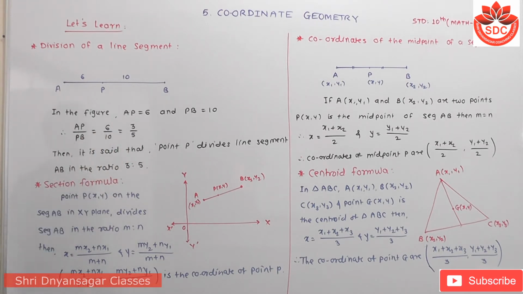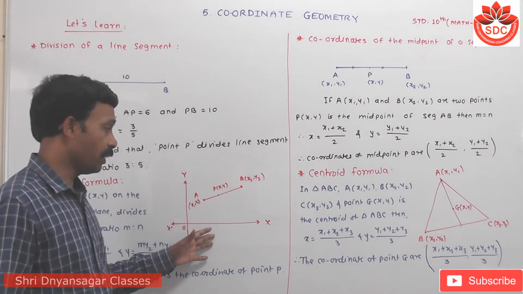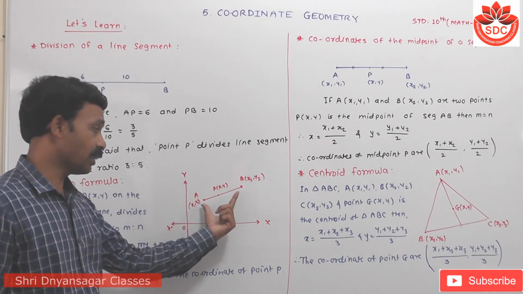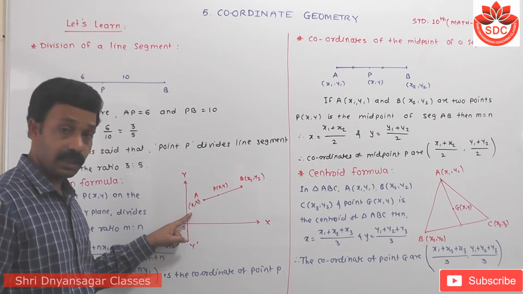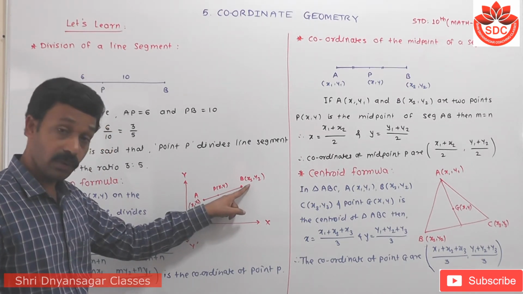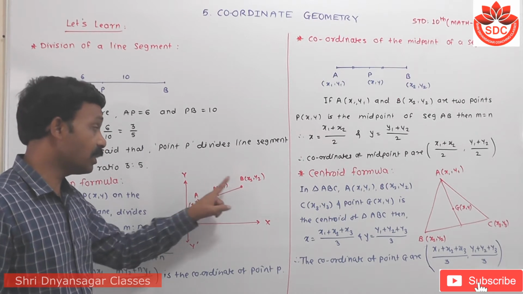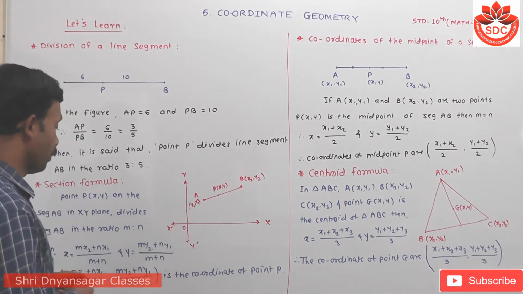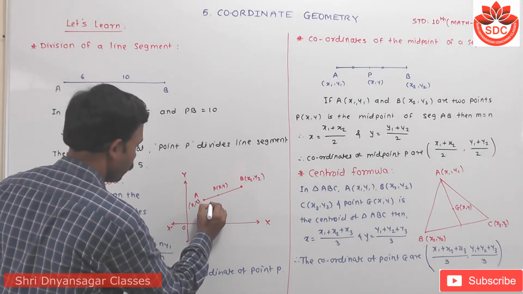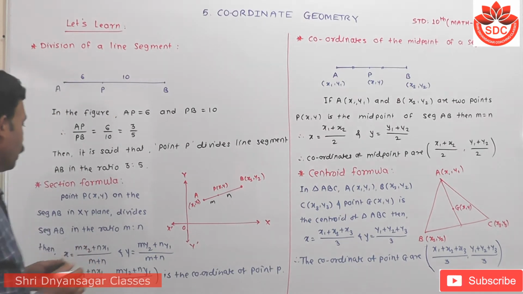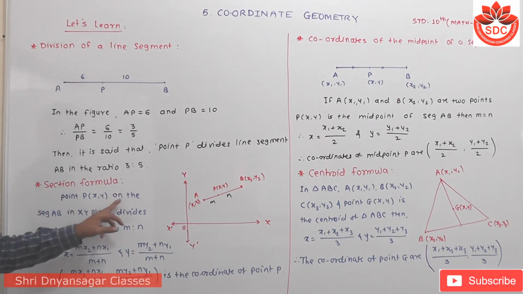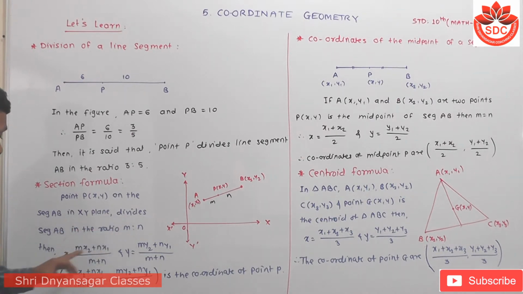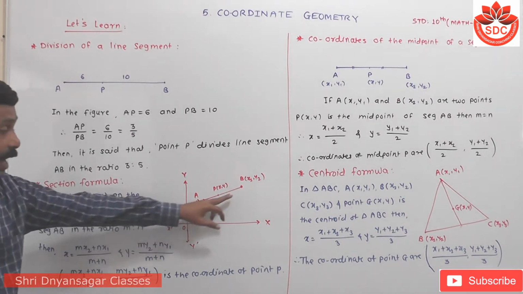3:5. Then the section formula. Now I have to draw the x and y plane here. In this plane, this is the segment AB. A has coordinates x1, y1, B has coordinates x2, y2, and P divides this segment AB in the ratio, suppose this is m and this is n. Then students, look carefully. Point P(x, y) on the line segment AB in the xy plane divides the segment AB in the ratio m is to n.